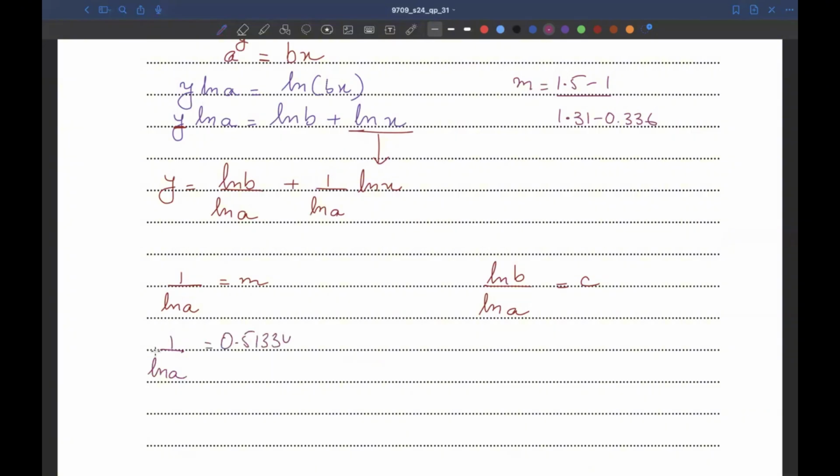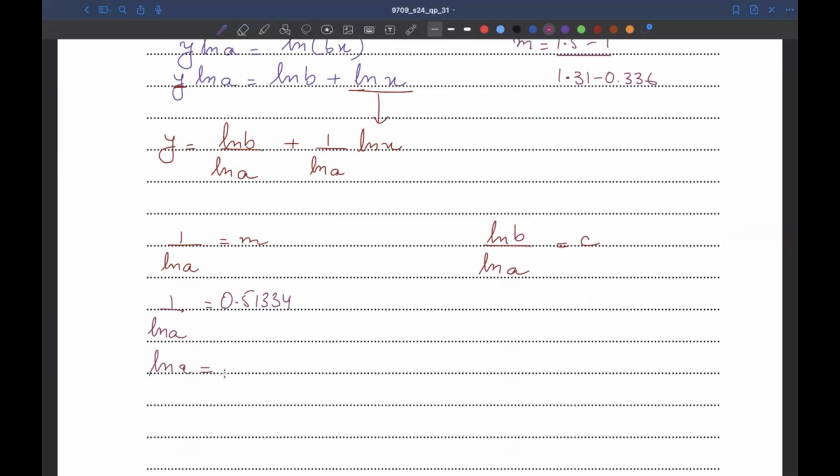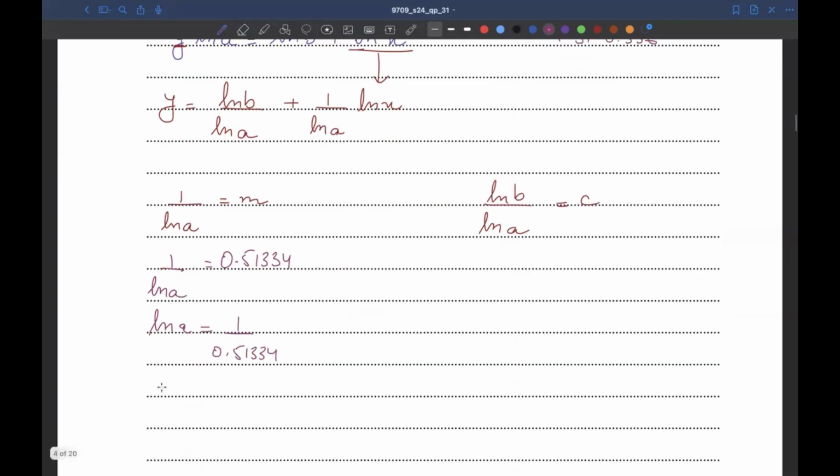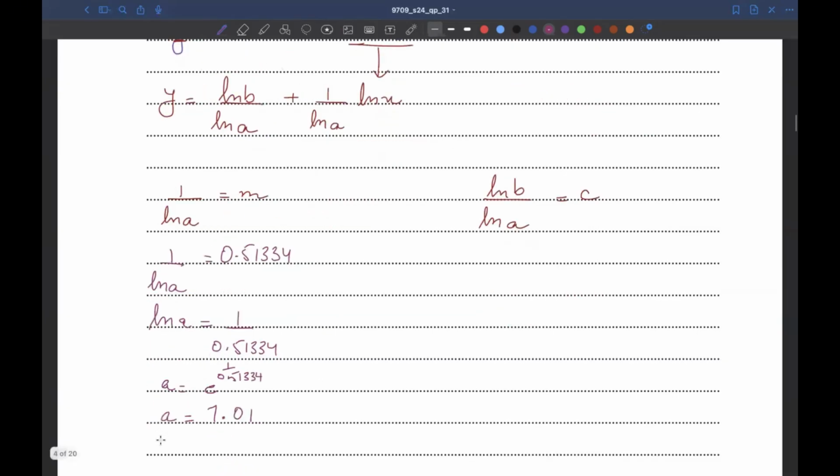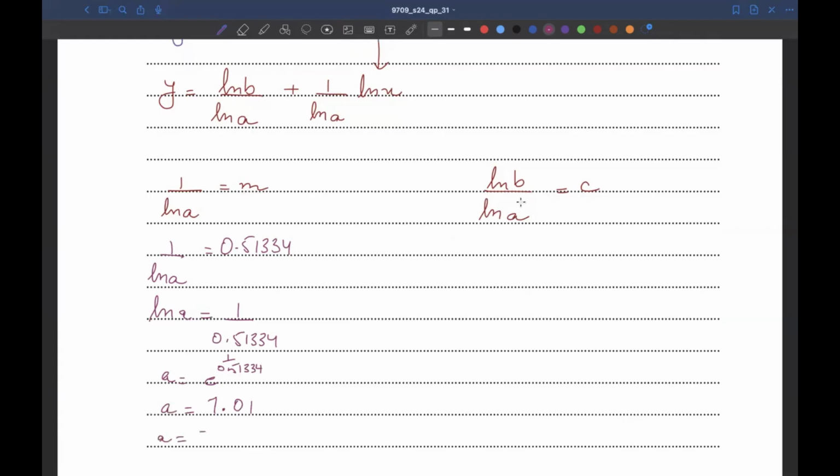Now to find ln A, we'll write it as ln of A is equal to 1 upon 0.51334. So A will be equal to e to the power of 1 upon 0.51334. Substituting this in the calculator, we do first 1 divided by this value and then e to the power of this answer, we'll get 7.01. And as we have to give our answer to the nearest integer, the value of A will be taken as 7. Now, we have A, we have to find the value of B.